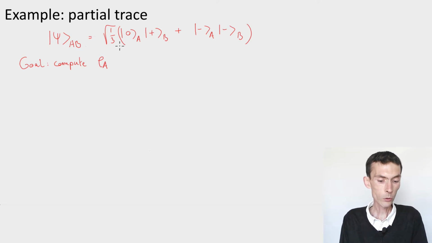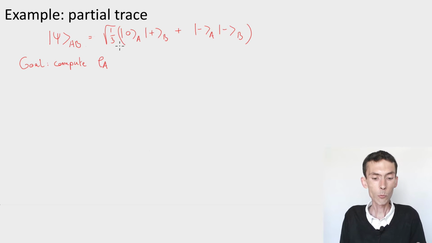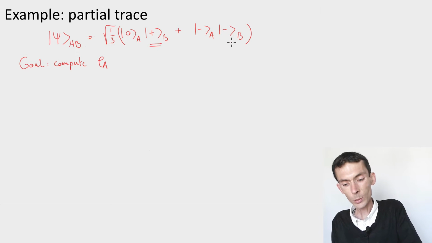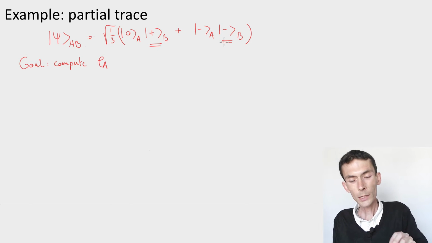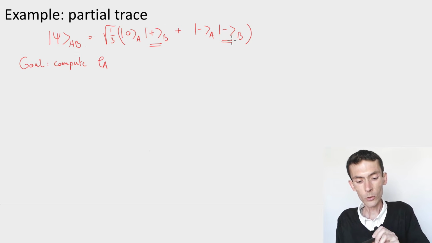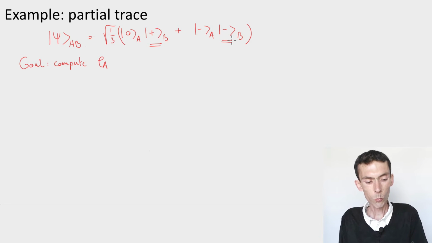For instance, here we could think, well, let's use the standard basis because that's the basis that we're used to. But that's not adapted to our problem because you can see the B system here. I already wrote it for you in a nice, convenient way. It's either a plus state or a minus state. So it makes sense that if we want to work with that state psi AB here, and we want to think about the B system, we should use the Hadamard basis.